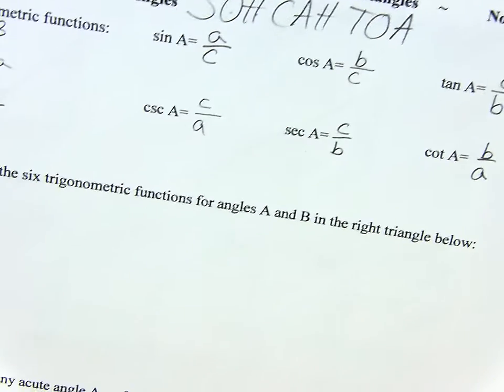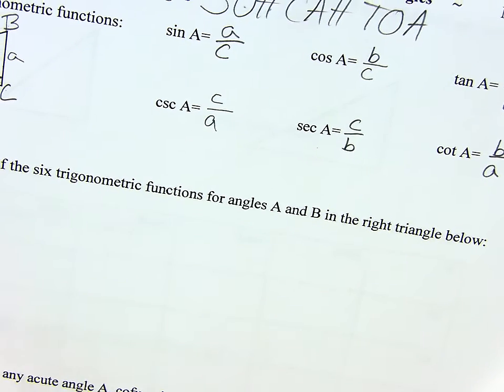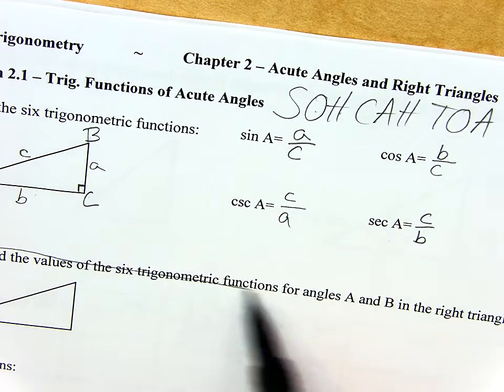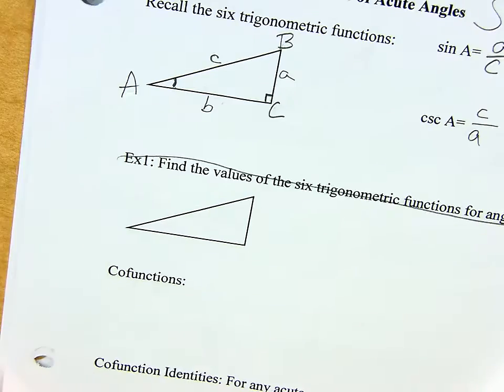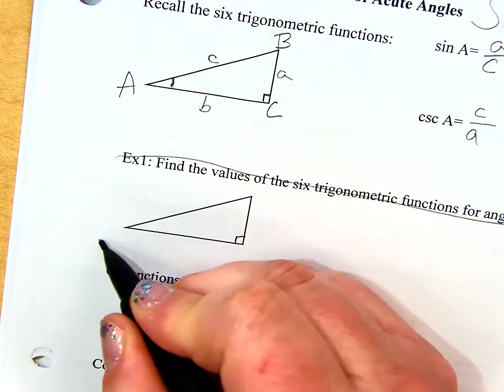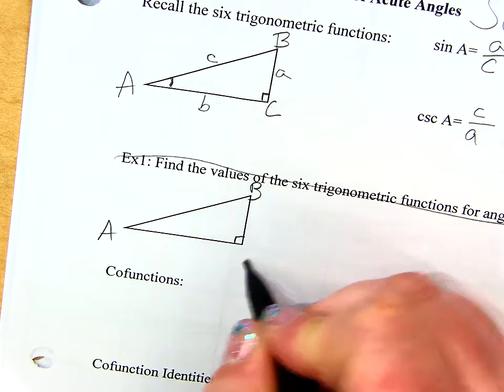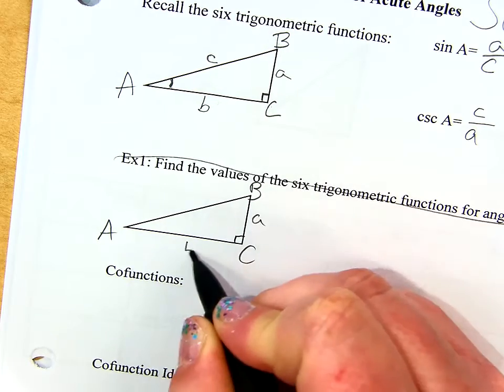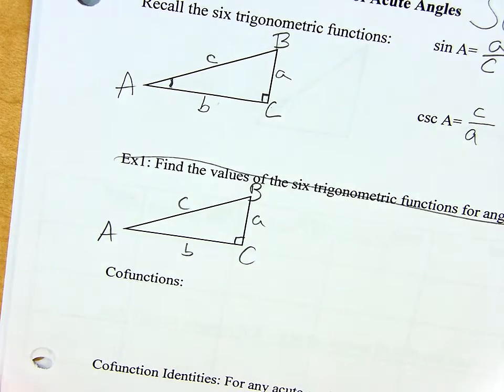Now, I kind of want to ignore what the example says. I don't really want to do that. I'm going to make up my own. In this one, I'm going to do the same thing. I'm going to set up the triangle the exact same way. A, B, C, little a, little b, little c. But this time, I want to find the 6 functions not for angle A anymore, but for angle B.